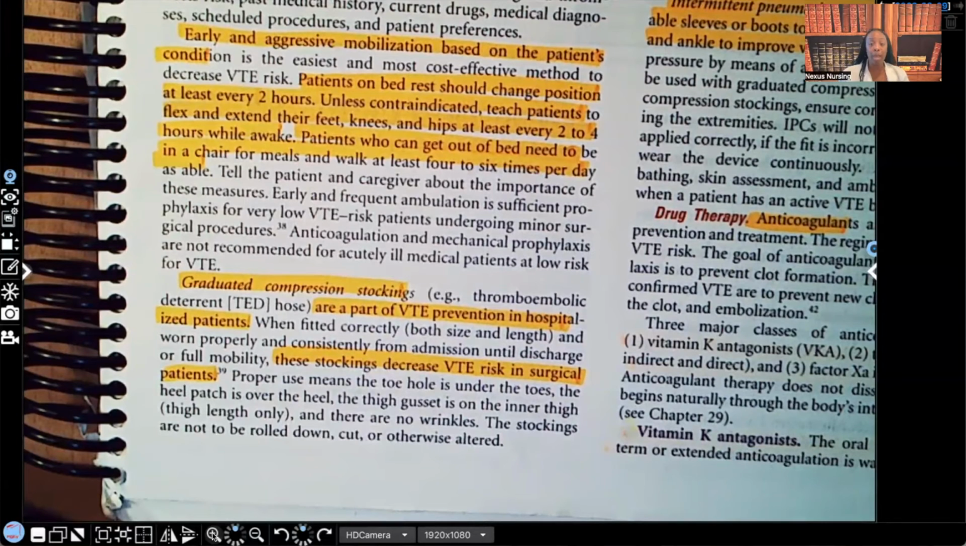Now, I encourage you to pause to read. If you don't know how the stocking should be applied, make sure you pause to read, because I've seen on HESI exams where you have to put in order how the stockings are applied and the proper versus improper use of those stockings. So make sure you pause to read if you don't know that.